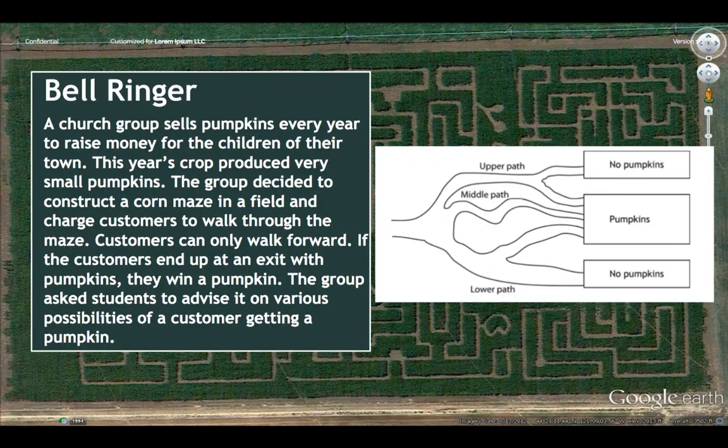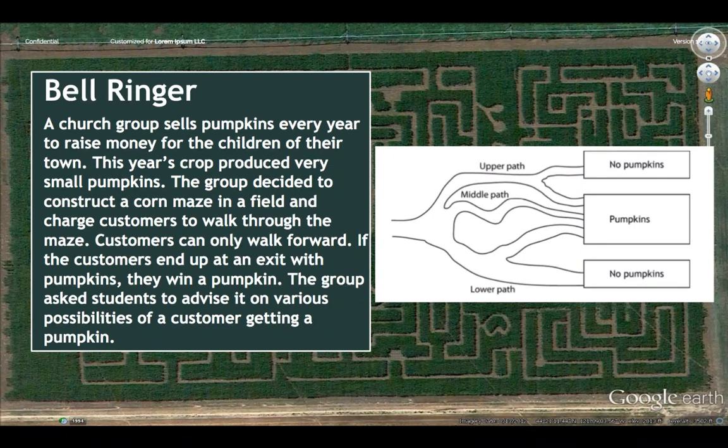Good morning. The bell ringer today is, you can see this little graphic of a 3-pathway maze. It's considered a corn maze. Let's read the little excerpt. Church group sells pumpkins every year to raise money for the children of their town.